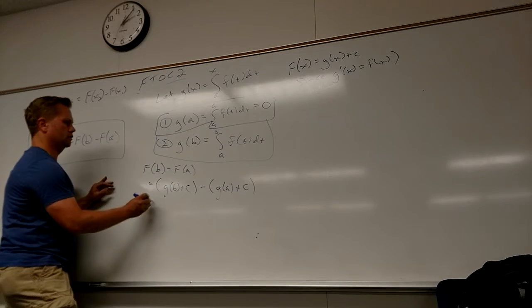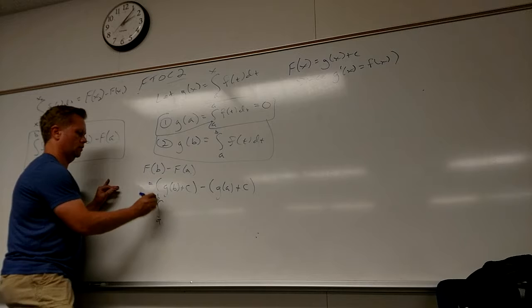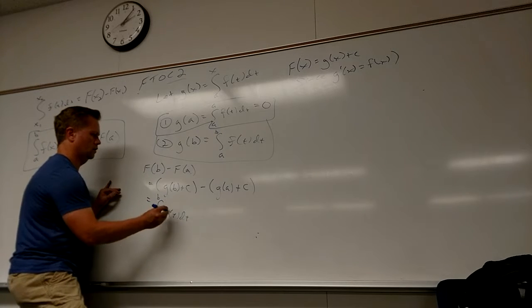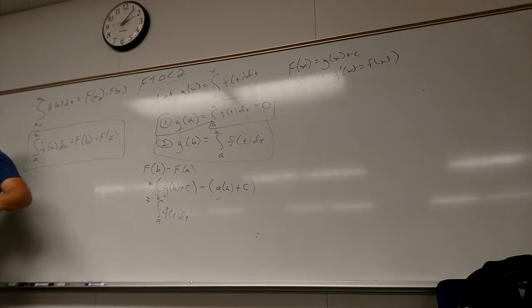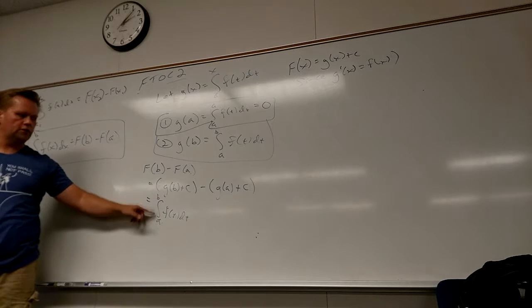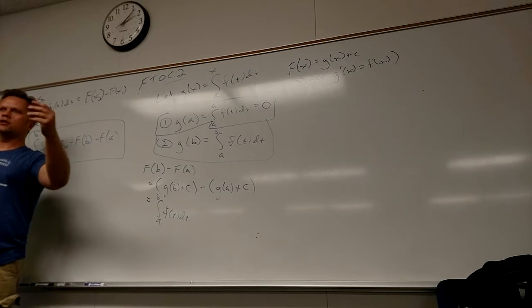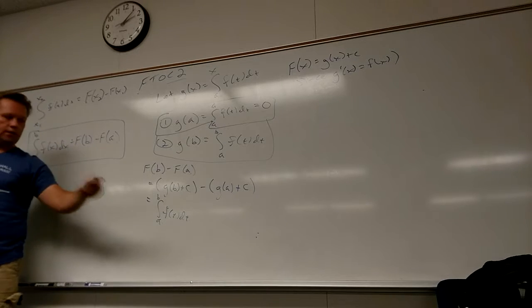g of b is this guy. The c's cancel and g of a is 0. So again, kind of a different way, but really if you look at it, the math is almost the same. But it's a very different way of looking at it. Either way, they're both proofs that show you that to find the area under a curve between two given inputs, I just have to find the antiderivative and evaluate it at those inputs.